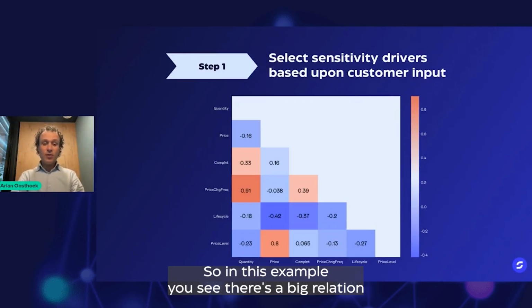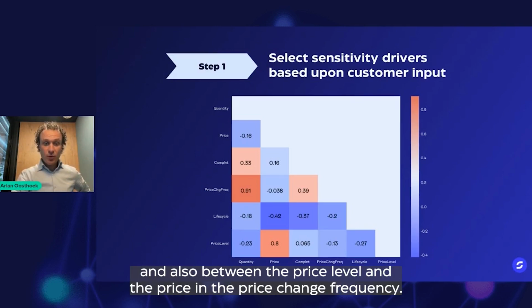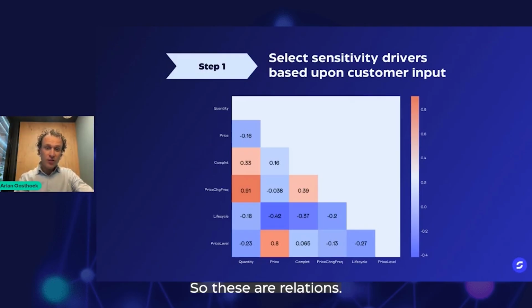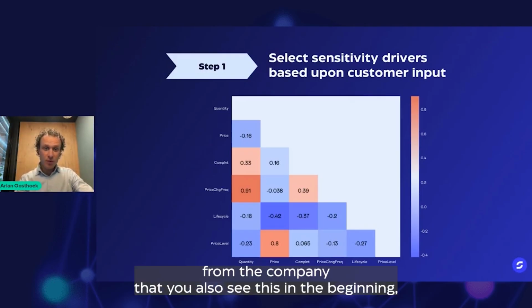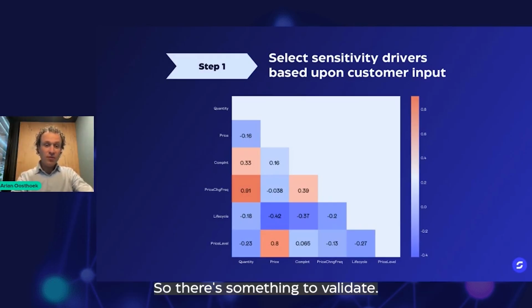In this example, you see there's a big relation between the price change frequency and the quantity sold, and also between the price level, the price change frequency and the number of competitors. These are relations, and you want to get confirmation from the company that you also saw this in the beginning, during the sensitivity driver interviews. So that's something to validate.